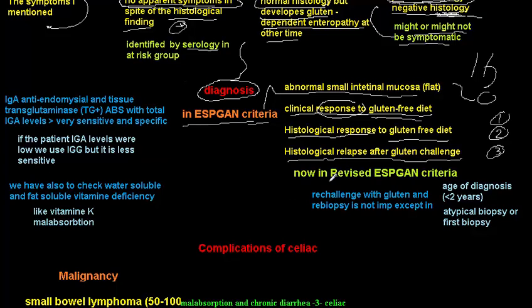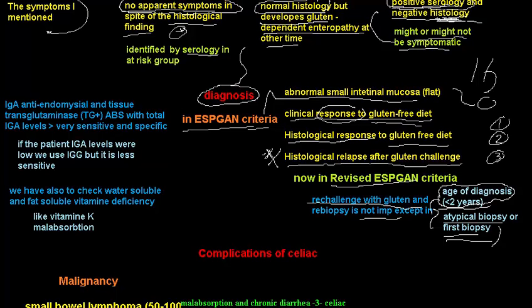But nowadays we have the revised ESPGAN criteria. This point is not there anymore, okay. So a re-challenge test with gluten is not advised to be done anymore. It's not that important, except in some cases. What are these cases? To do a challenge test of gluten if the age at diagnosis of celiac disease is below 2 years, okay, and if you have an atypical biopsy or the biopsy was not done, so you can do a re-challenge test. If you have an atypical biopsy, you are in doubt, is it celiac or not, so you do a challenge test to confirm, okay. If the age of the patient is below 2 years, you do it. If the biopsy was not even done, you can do it for the first time, okay.